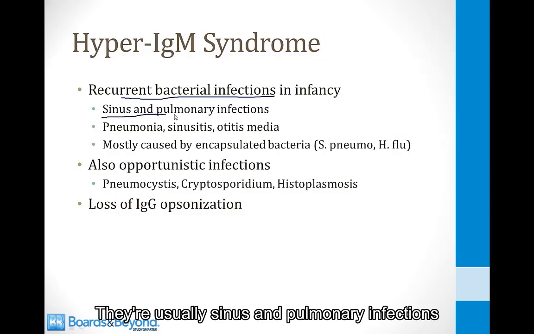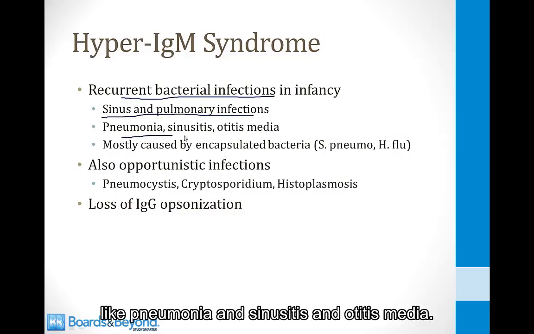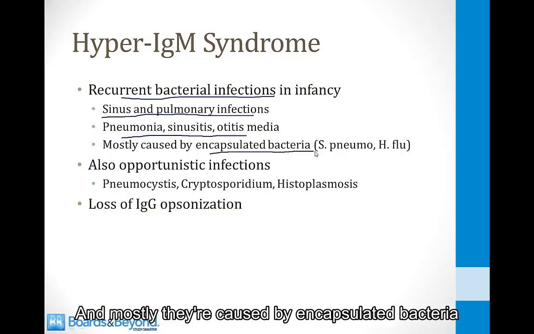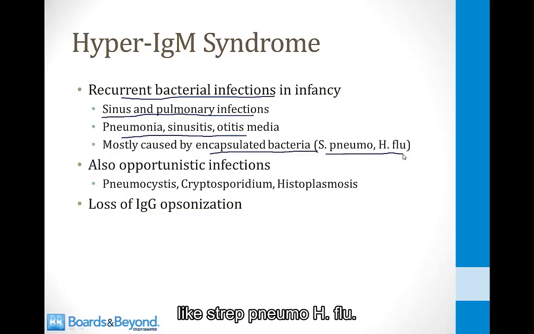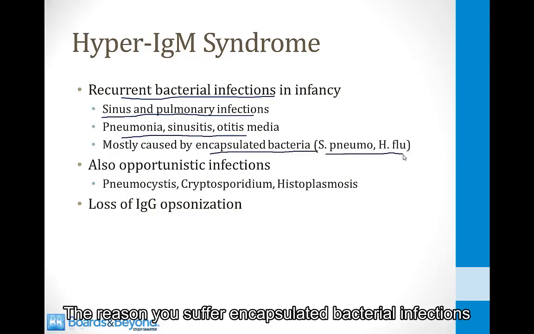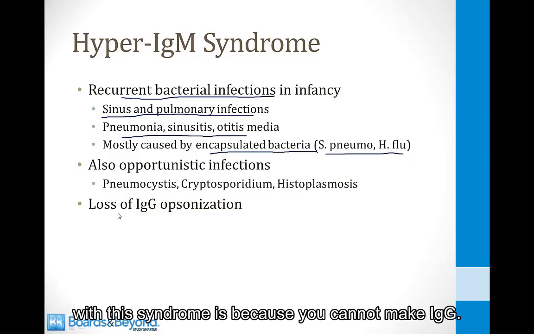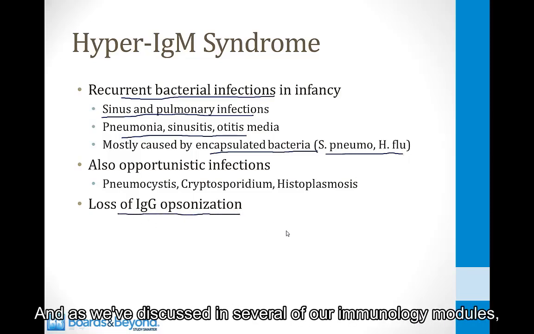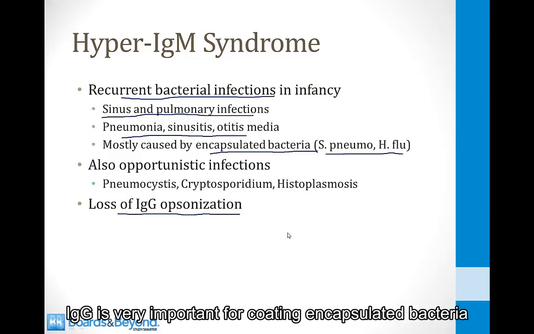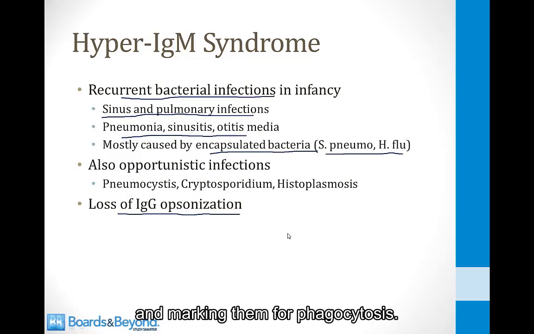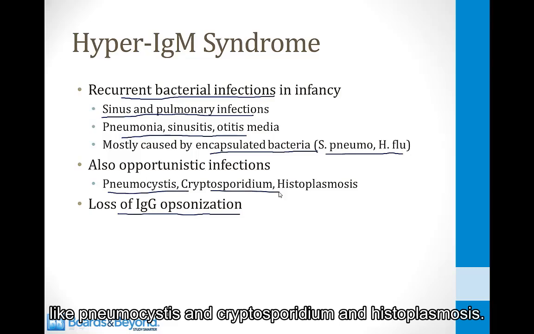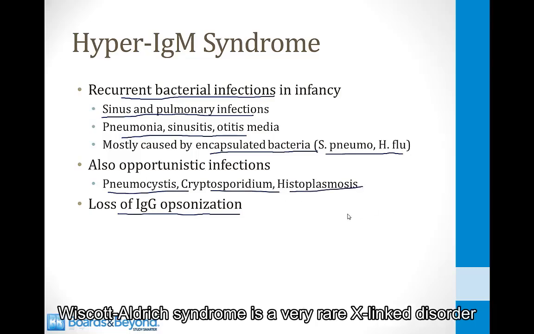They are usually sinus and pulmonary infections like pneumonia and sinusitis and otitis media, and mostly they're caused by encapsulated bacteria like strep pneumo and H. flu. The reason you suffer encapsulated bacterial infections with this syndrome is because you cannot make IgG. And as we've discussed in several of our immunology modules, IgG is very important for coating encapsulated bacteria and marking them for phagocytosis. Children with this condition also get some opportunistic infections like pneumocystis and cryptosporidium and histoplasmosis.